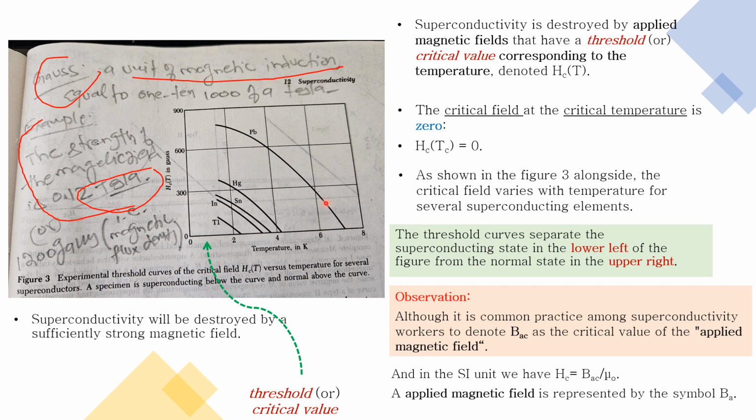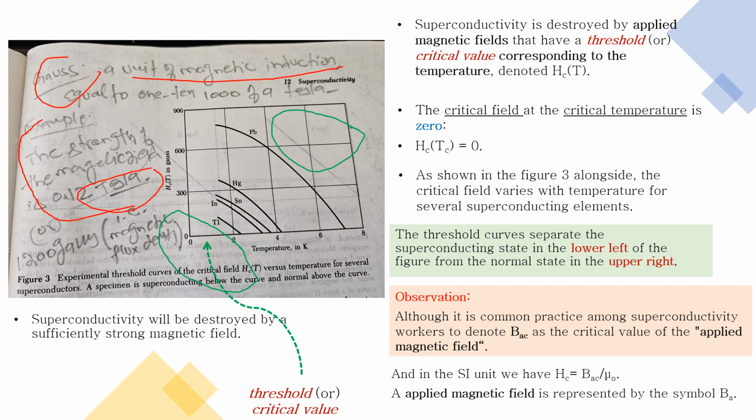As is shown in Figure 3 alongside, the critical field varies with the temperature for several superconducting elements. These are titanium, indium, tin, mercury and lead. Among those five different elements, we are going to discuss how the superconducting state is separated in the lower left region of the figure from the normal state region in the upper right. So we are going to discuss between the two regions.